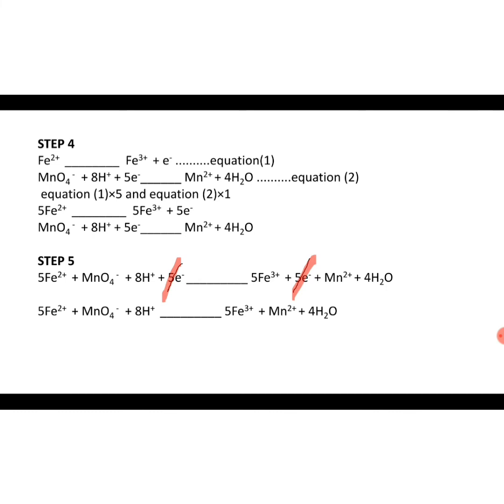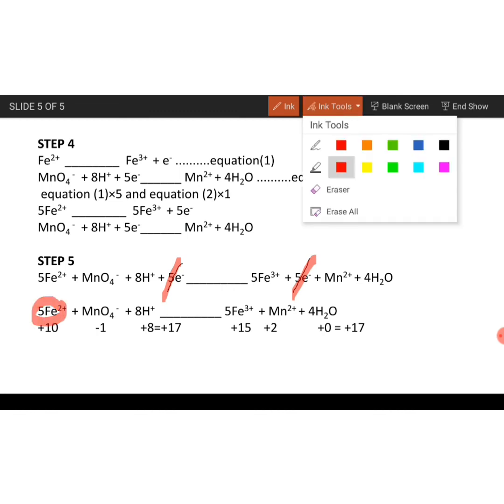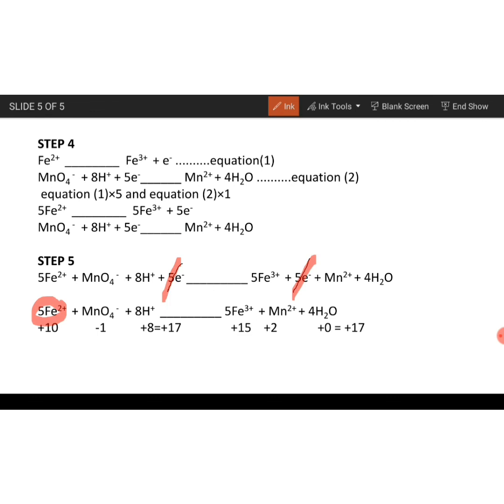So let's do that. Looking at the charges, the charge of our iron 2 ion, because we have added the factor 5, it's now 5 times 2, which is plus 10. And then for our permanganate ion, we have minus 1. For our hydrogen ion, we have plus 8. All of these charges now sum up to give us a plus 17.